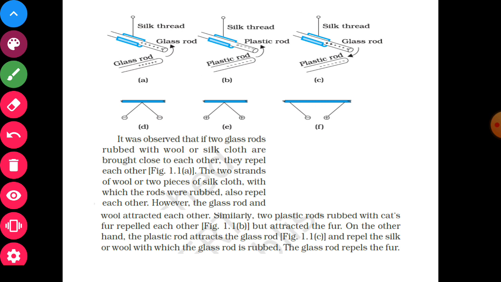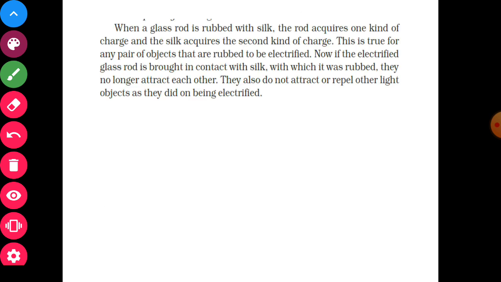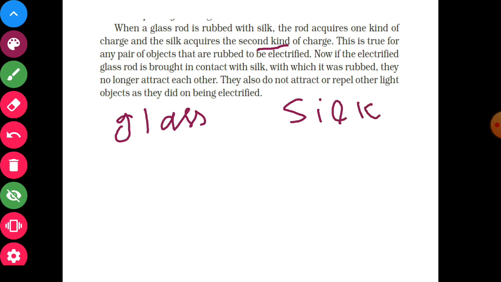Okay, so this part you can understand easily. When a glass rod is rubbed with silk, the rod acquires one kind of charge and the silk acquires the second kind of charge. Both have opposite charges. This is true for any pair of objects that are rubbed to be electrified.